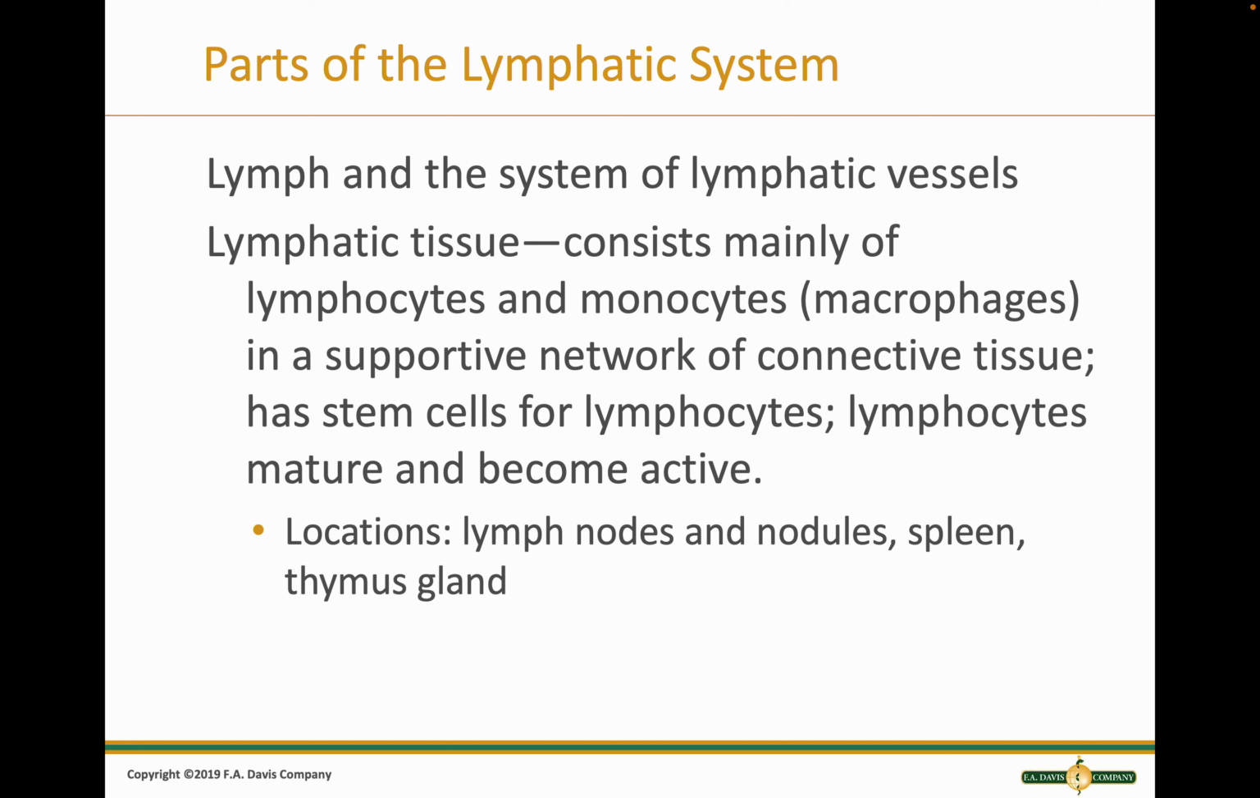The locations are the lymph nodes and the smaller lymph nodules, as well as the spleen, which is the largest of the lymphatic organs, and then the thymus gland, which is a very specialized lymphatic tissue that sits on the heart.